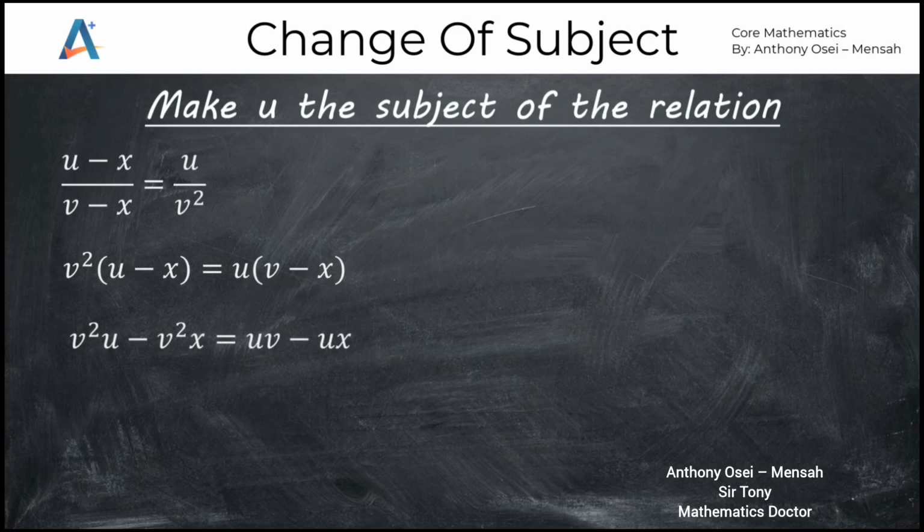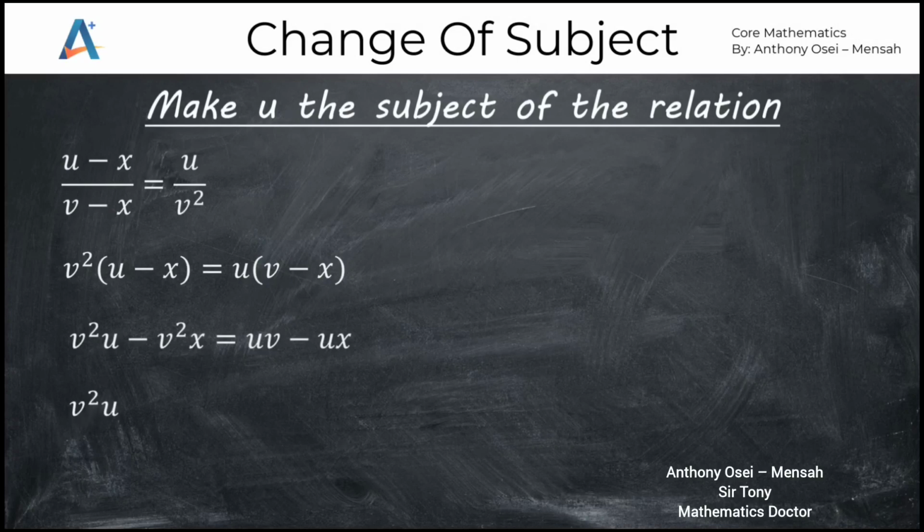Now that we don't have any bracket, we still don't have any fraction, we can go ahead and group the terms which contain our subject u. Now the terms here, we can see v squared u containing u. We can also see uv containing u. And we have something called minus ux containing u. So we'll group all the terms which contain the subject at one side. So I prefer to group all of them to the right hand side.